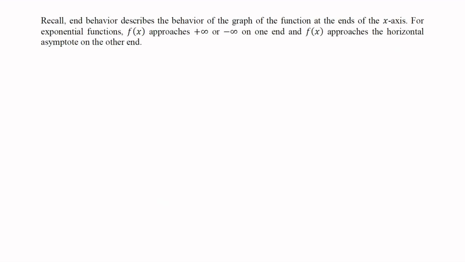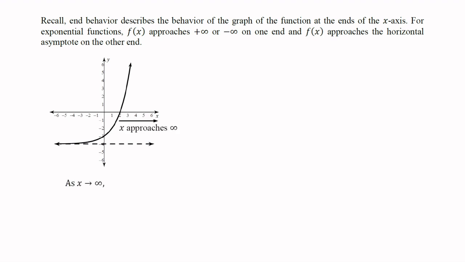Let's talk a little bit more about end behavior. Recall that end behavior describes the behavior of the graph of the function at the ends of the x-axis. For exponential functions, f of x approaches positive infinity or negative infinity on one end, and f of x approaches the horizontal asymptote on the other end. So for an exponential function, like this one, where we're exhibiting exponential growth, we have our asymptote below the graph, and as x approaches infinity on the right-hand side, f of x is approaching positive infinity because our graph is pointed upward.